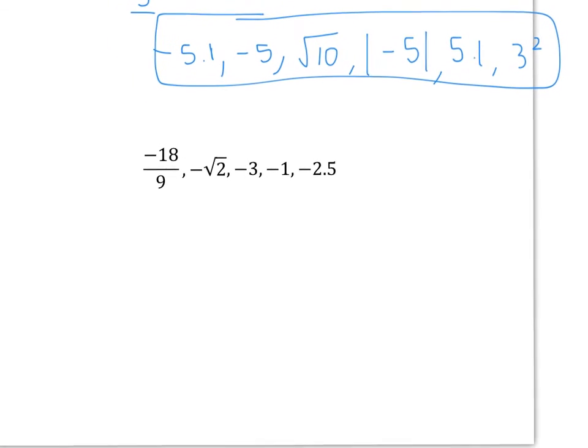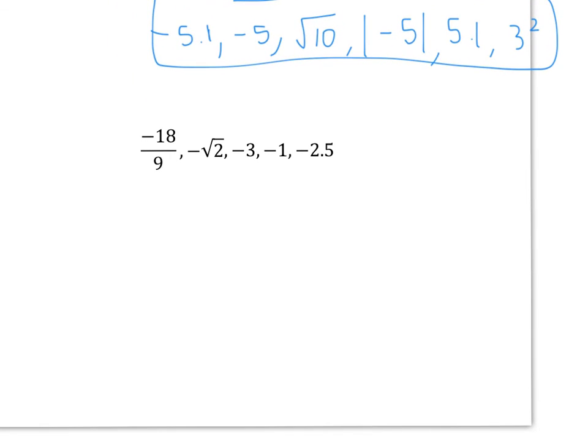Okay, let's take a look at the last example here. So I have negative 18 over 9, which is negative 2. And then negative square root of 2, which we said on the last example was about 1 point something, right? So this is negative 1 point something. Negative 3, negative 1, negative 2.5.